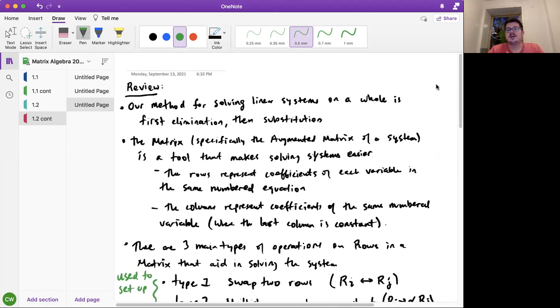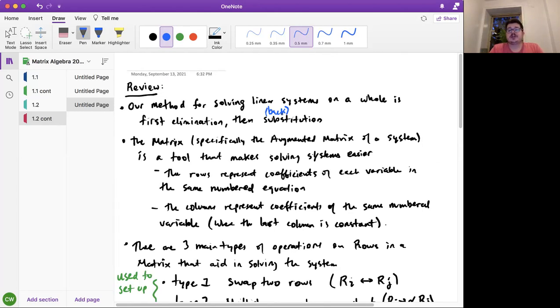But as we go through solving systems, our goal is to first focus on elimination. Once we cannot eliminate anymore, then we think about substitution. The word we used was back substitution. So once we've exhausted all of elimination, we substitute back to get the solution.